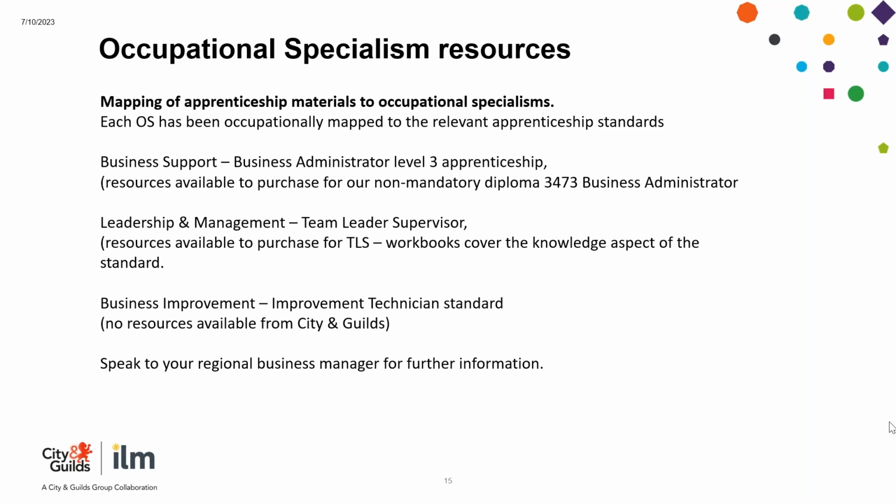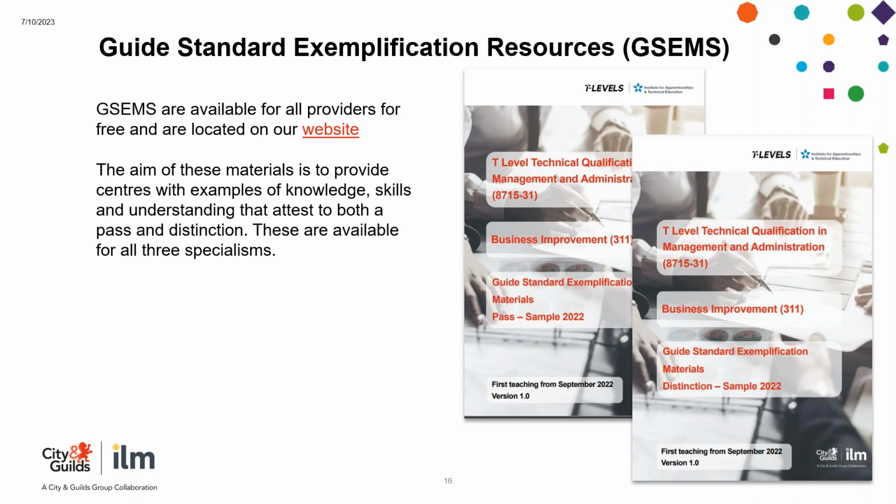So further resources, something that wasn't available for the core but is available this year for the occupational specialism, is what we call GSEMs. GSEMs stands for Guide Standard Exemplification Resources. These resources are free. They're on our website now, and have been all year. Again, they sit under the qualification page 8715. So going back to the City and Guilds website, typing in 8715 and finding the qualification page, it's under the Documents tab. There is a link on this slide deck, so you will get a copy of this slide deck. It will be put up onto our website along with the recording of this webinar.